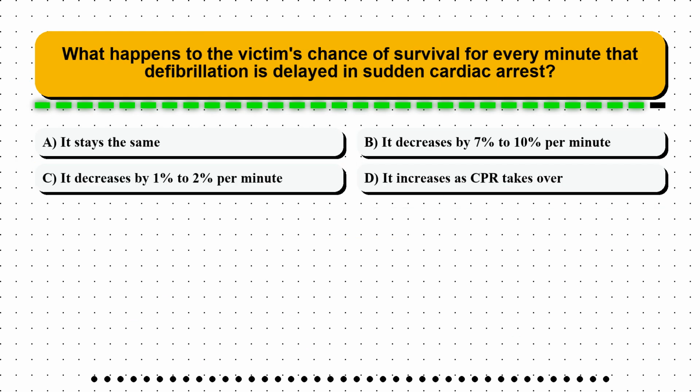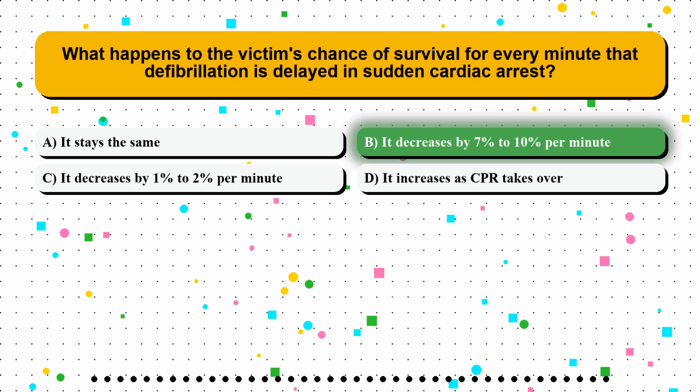Question 26. What happens to the victim's chance of survival for every minute that defibrillation is delayed in sudden cardiac arrest? Option A. It stays the same. Option B. It decreases by 7% to 10% per minute. Option C. It decreases by 1% to 2% per minute. Option D. It increases as CPR takes over.